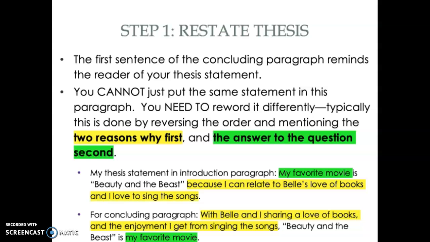And so my thesis statement said my favorite movie is Beauty and the Beast because I can relate to Belle's love of books and I love to sing the songs. Highlighted in green is my answer to the question, and highlighted in yellow is my 2 reasons why. So to start my concluding paragraph, I am going to put my 2 reasons why first, and then the answer to my question. So it'll sound something like this. With Belle and I sharing a love of books and the enjoyment I get from singing the songs, Beauty and the Beast is my favorite movie.